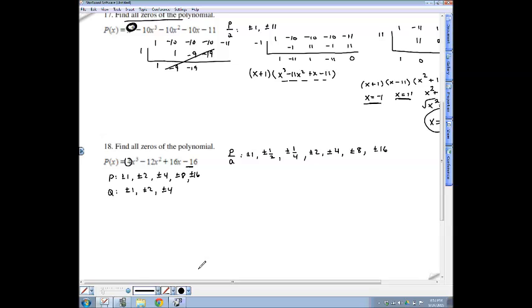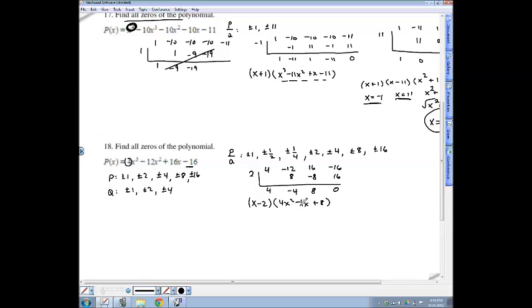We need to choose some from that list and synthetically divide. I'm going to skip right over to 2. I have a good feeling about 2. Alright, x equals 2 was indeed a zero, which means that x minus 2 is a factor. The reduced factor is 4x squared minus 4x plus 8. Turns out that this does not factor.